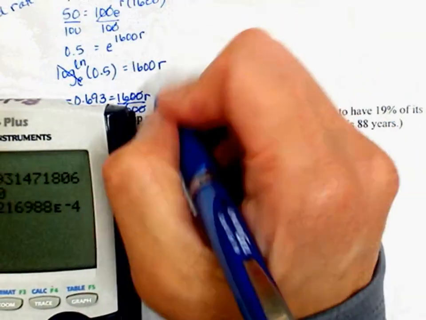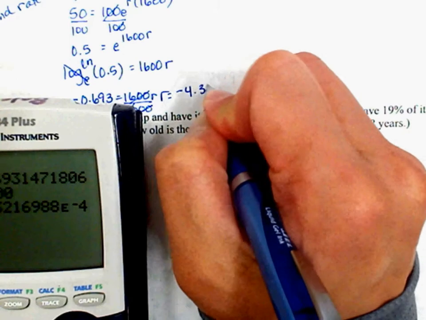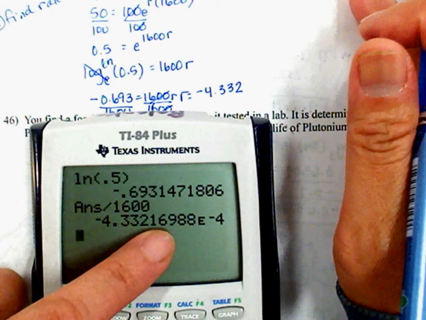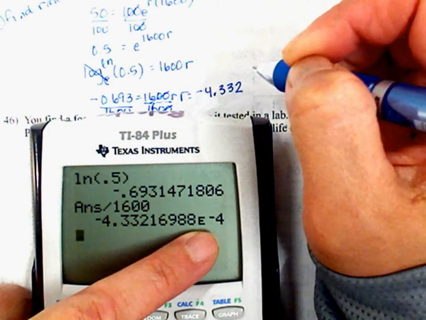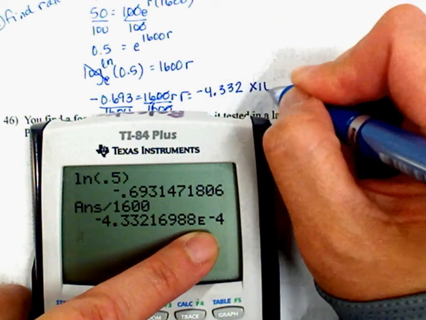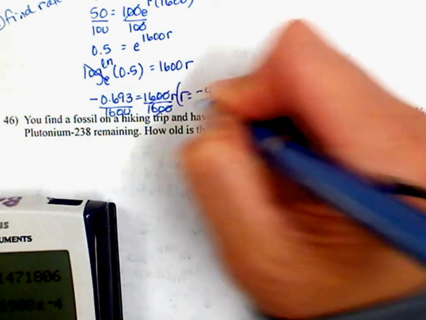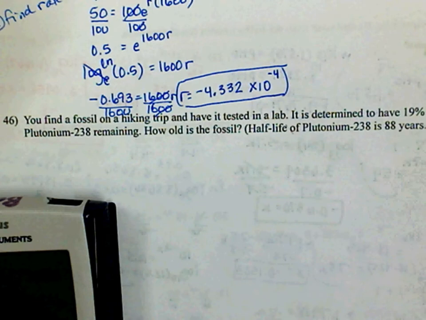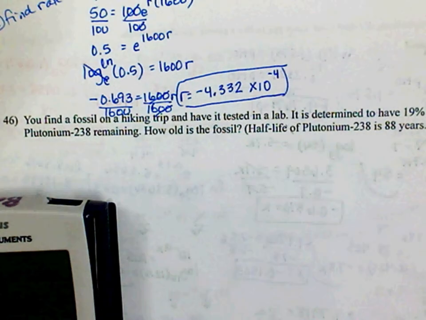So R is equal to, I will be looking for this answer, negative 4.332. Okay, see how I'm writing it? 4 decimal places, negative 4.332. You see that E right there? That's the same as times 10 to the negative 4. Okay? So there is the rate that I will be looking for. Now that you know how fast it is decaying, you can now use that information to find how old it is. All right, so you ready?